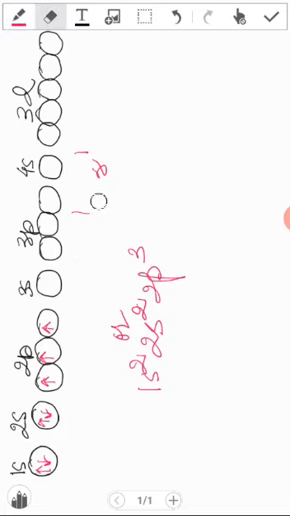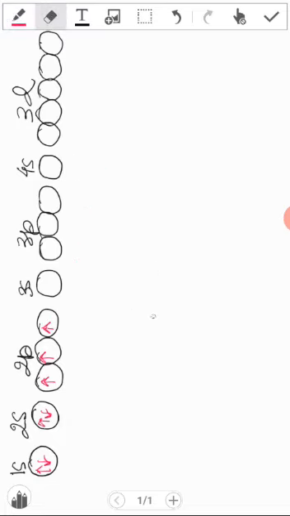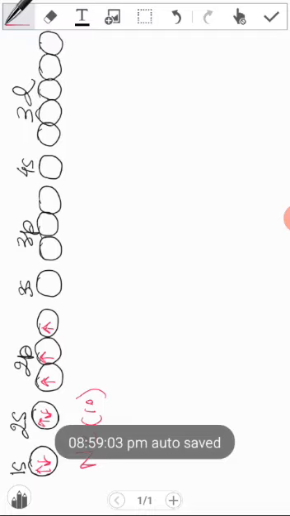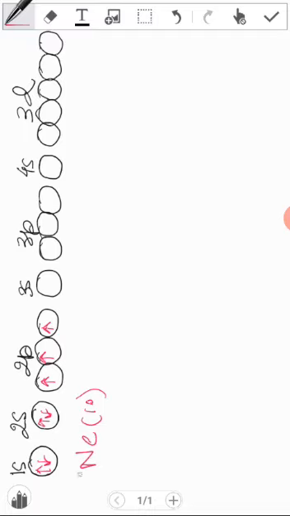And if we want to write electronic configuration of neon, so neon has atomic number 10, 10 electrons. How will these electrons be filled? 1 2 3 4 5 6 7 8 9 10. So we can write 1s2, 2s2 and 2p6.